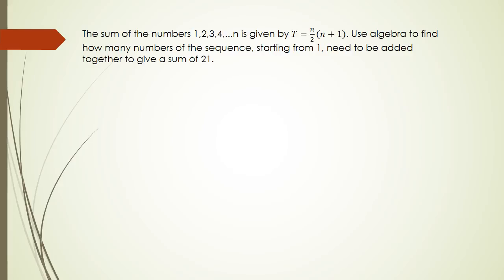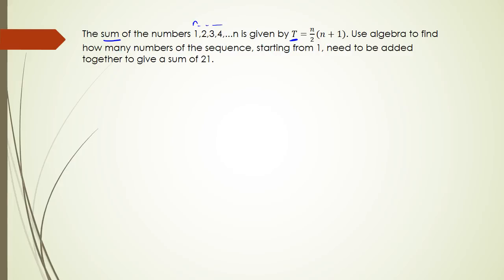We've been given this formula where T represents the total. That's what the sum stands for. So when it says sum, that's what the total is. And n is these numbers here. So this is n as it just keeps going along. Now, the question says use algebra to find how many numbers of the sequence starting from 1 need to be added together to give a sum of 21.